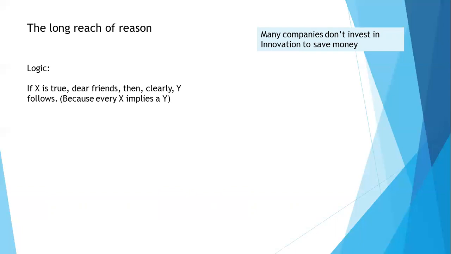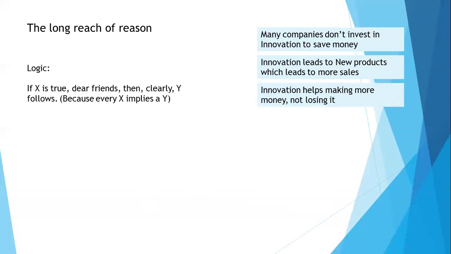So let's say that I have a presentation. I want to demonstrate that this is a mistake, and that companies should be using their money to create innovation. So I use logic. I say if X is true, then clearly Y follows. For example, innovation leads to new products. If you innovate and innovate, you're likely to develop new products, and new products lead to more sales. So obviously, innovation helps make more money, not lose money. That is using logic.